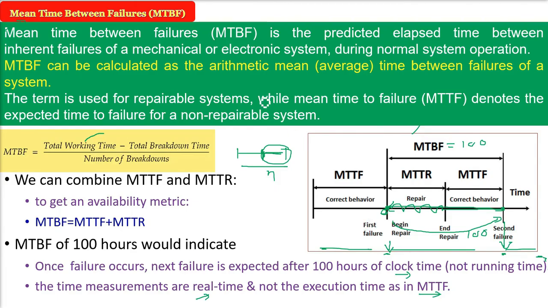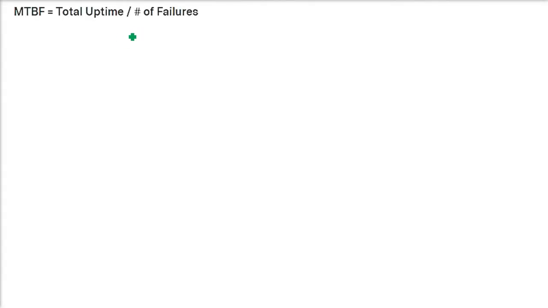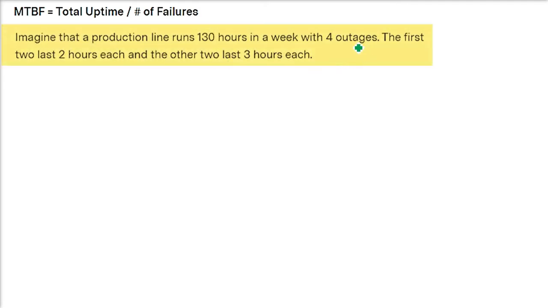Now let us take an example to understand MTBF. This is the total uptime divided by the number of failures. Imagine that a production line runs 130 hours in a week with 4 outages. Within the whole 130 hours, it failed 4 times. The first two were down for 2 hours each, and the last two, the third and fourth, took 3 hours each.